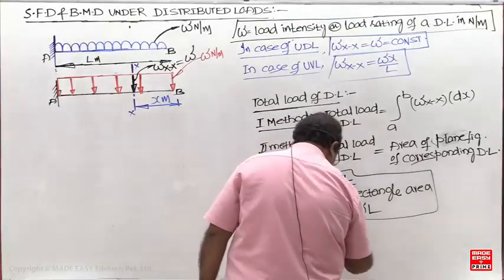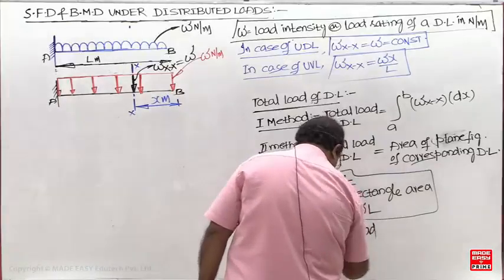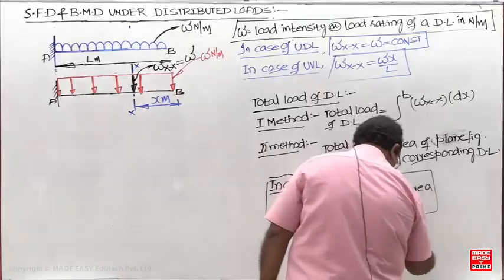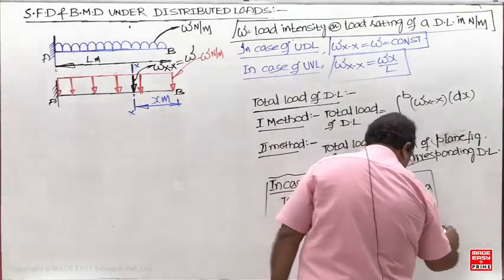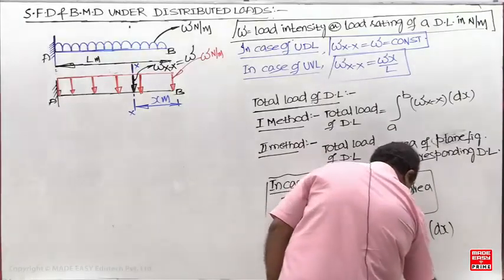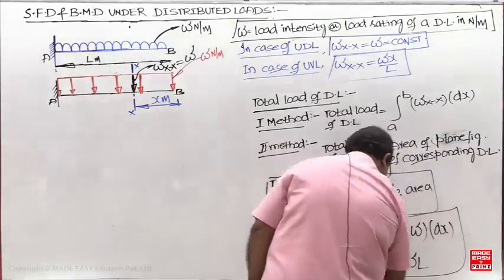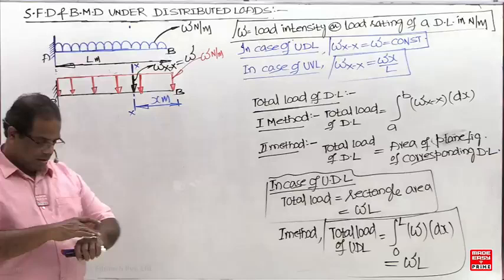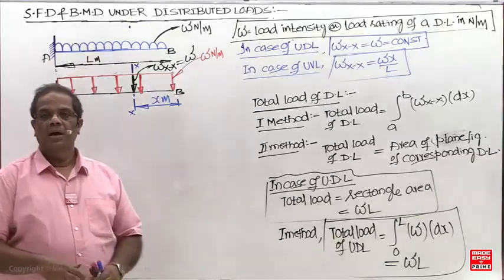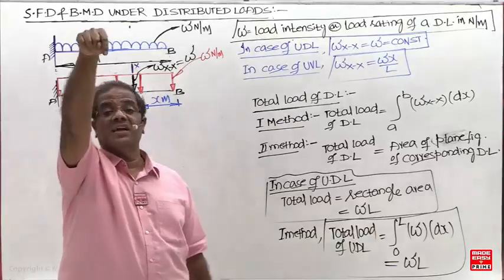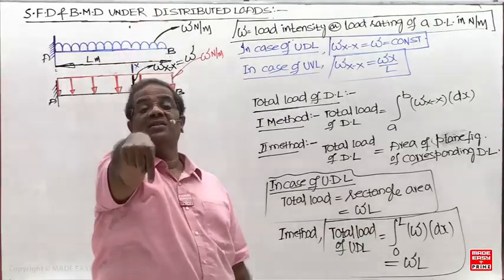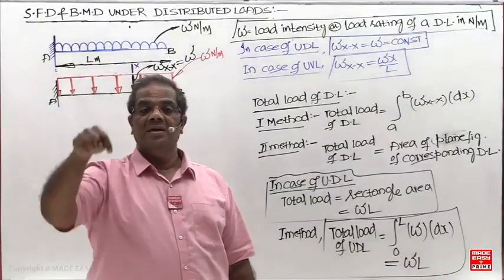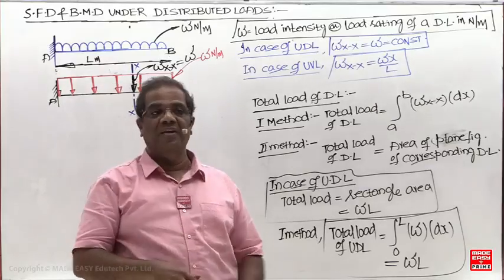Total load is given by WL. After finding out the total load, it should be represented by a constant point load at the centroid of the plane figure.